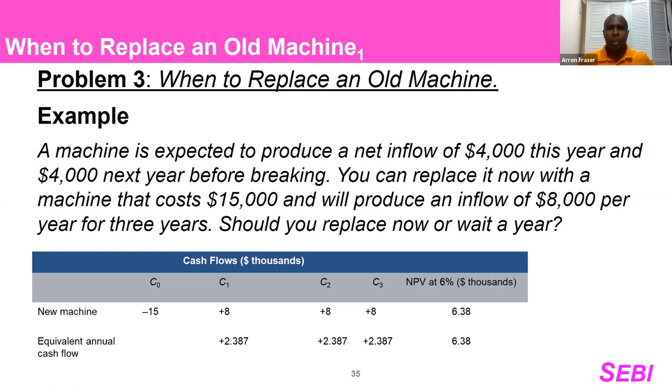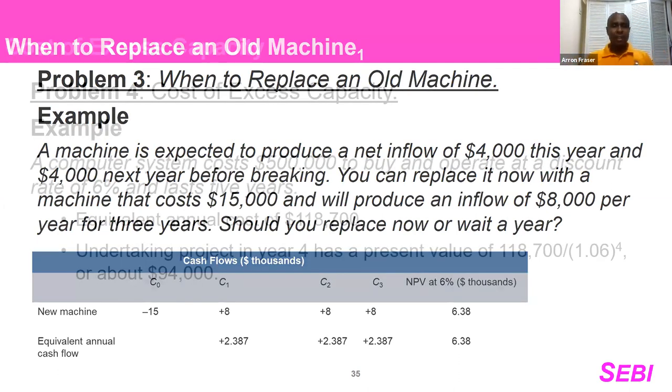And to compare it with the old machine, you take these 4,000 that you have in year one and year two, you discount them at 6%, and you compare it with these annual inflows. And you will see that those are greater than the inflows that you have here. Good. Any other questions? Okay, good. Let's move on.